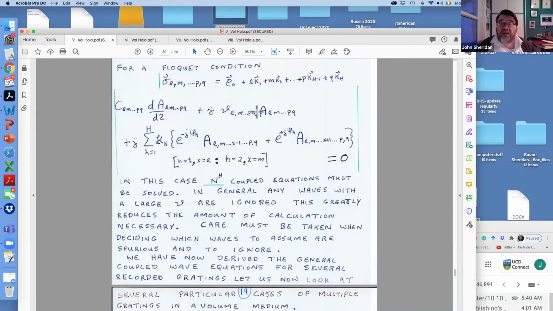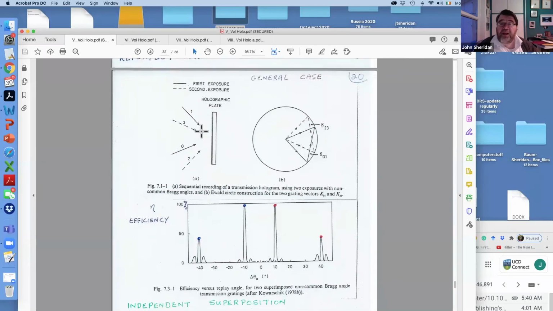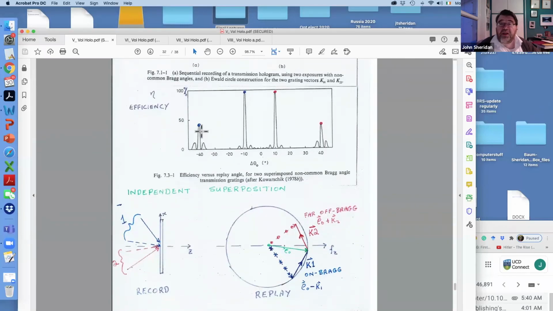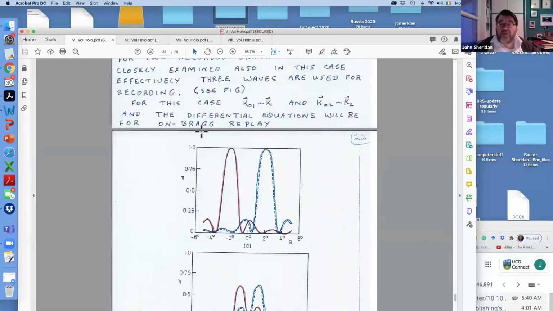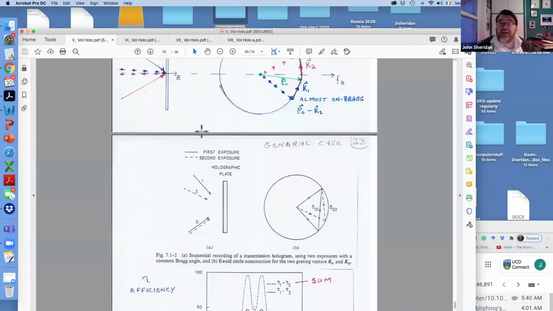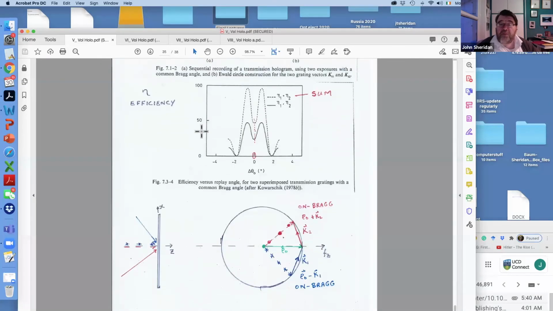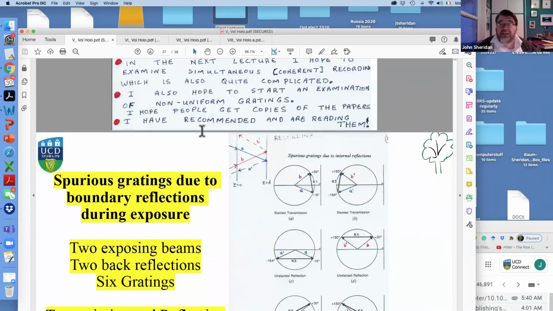And we allowed for the fact that these gratings may have some phase shift. We looked at the case when we had H gratings and N waves describing the field inside the grating, but we neglected the second order derivatives. And we talked about the cases where we were very far off Bragg, where the two gratings could not be replayed on Bragg or close to Bragg, or where they were both replayed on Bragg exactly. And we went through the analysis for those particular cases.